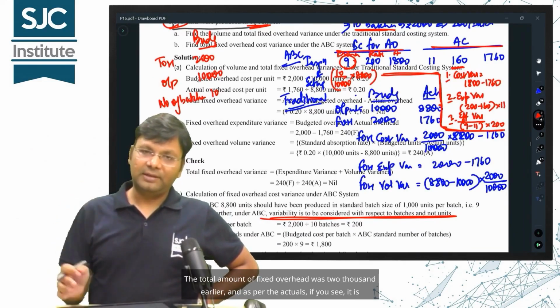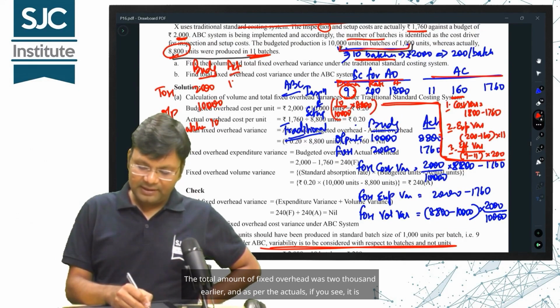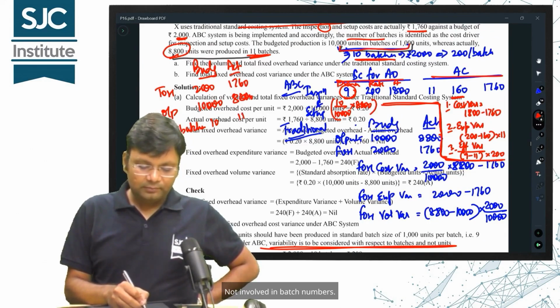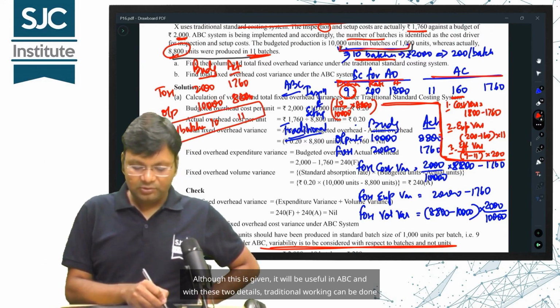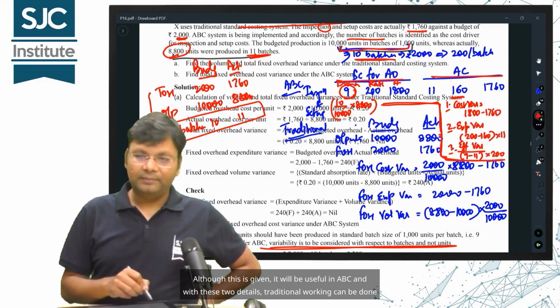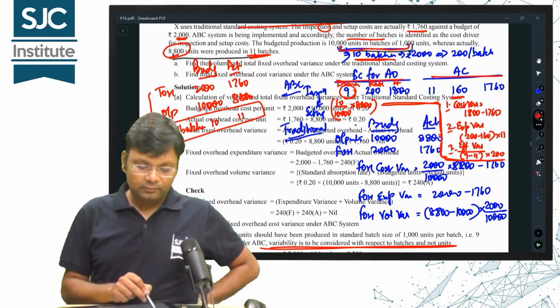The total amount of fixed overhead was 2,000 earlier, and as per the actuals, if you see, it is 70,060. Output was 10,000, now 8,800. Batch numbers are not involved. Although this is given, it will be useful in ABC, and with these two details, traditional working can be done. If we have to calculate fixed overhead cost variance, how will it come?